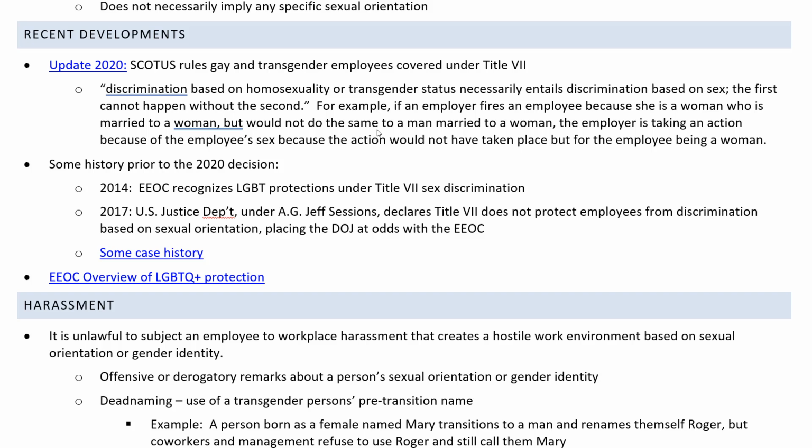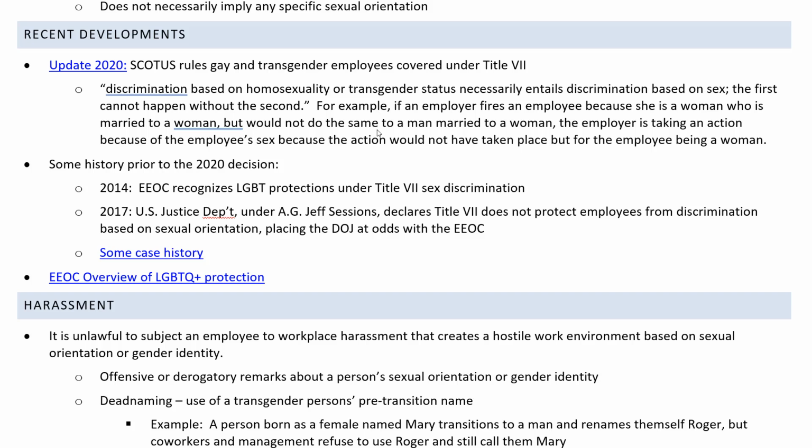So only since 2020 would it be nationwide recognized as a protected class for LGBT people. Some history prior to that 2020 decision. In 2014, the EEOC recognized LGBT protections. I'm using the shorthand LGBT. I recognize that there are additional letters and everything that comes after that, but I'm just using shorthand here to keep things short.